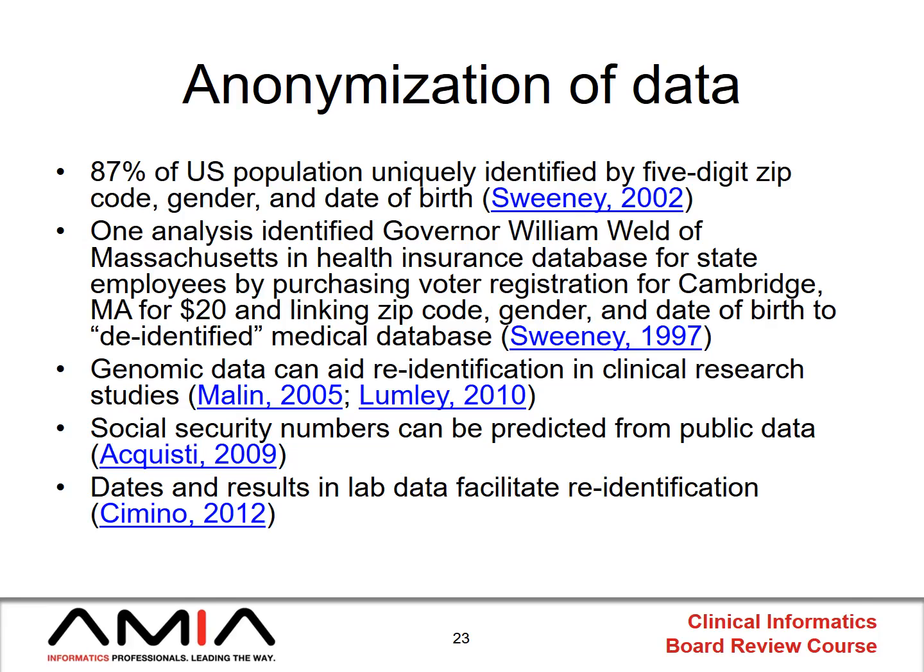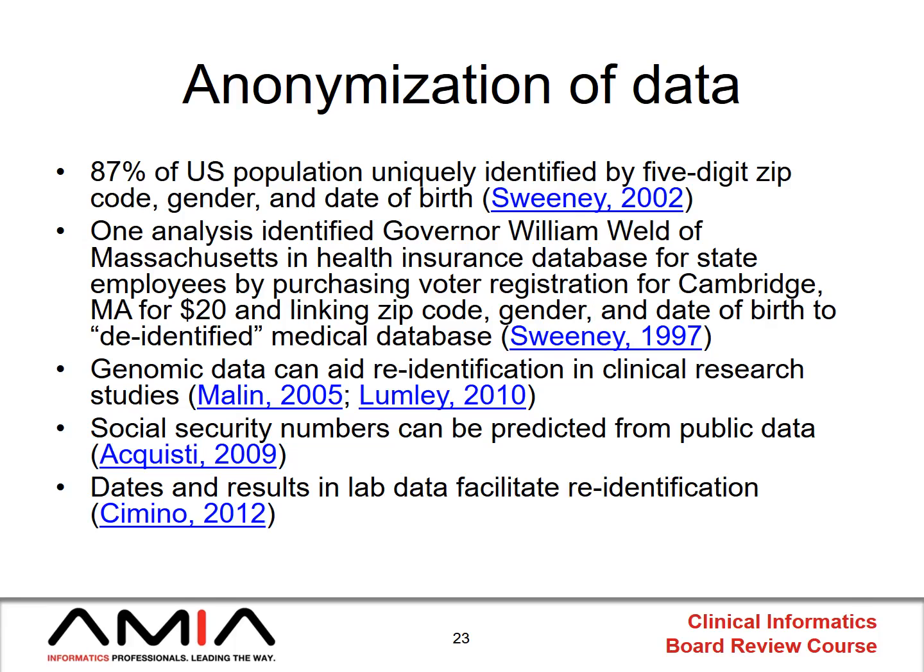She also became famous for being able to identify Massachusetts Governor William Weld in a health insurance database of state employees, and she was able to purchase voter registration. I'll show this graphically in the next slide. By linking zip code, gender, and date of birth to the de-identified medical database, she was able to identify the medical record of Governor Weld.